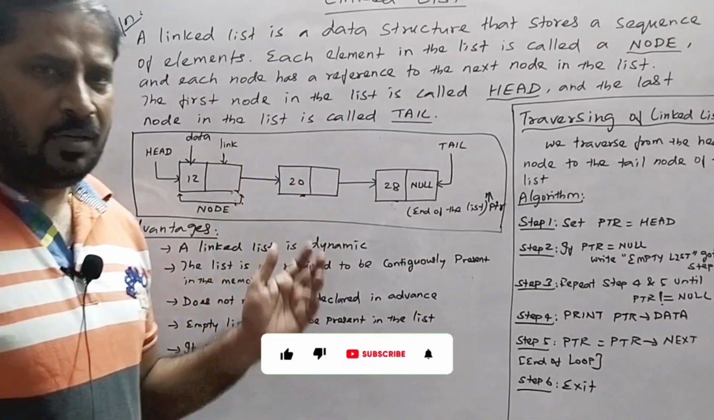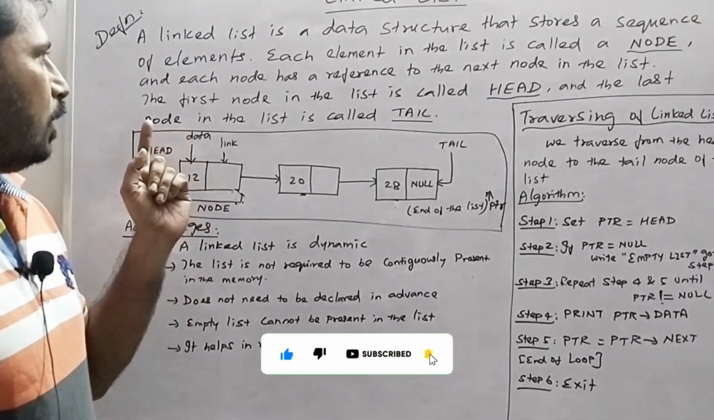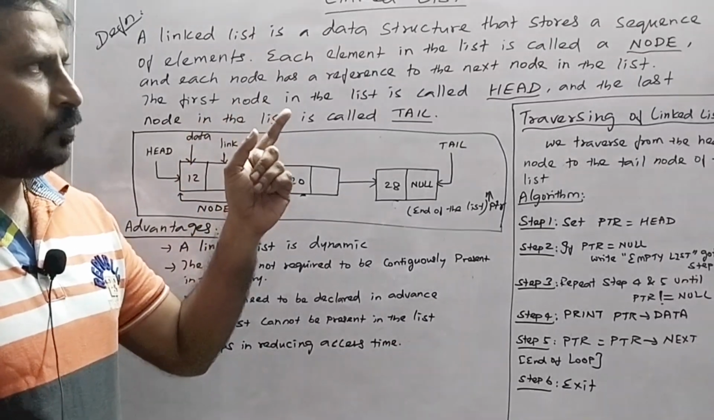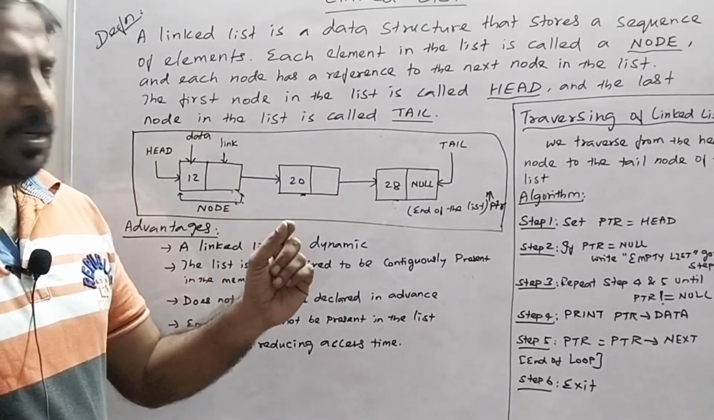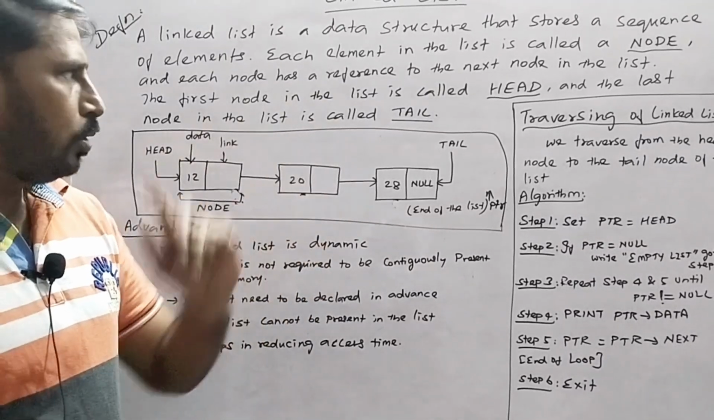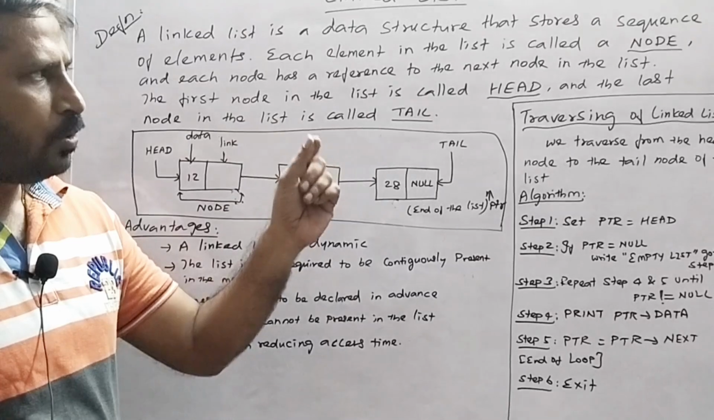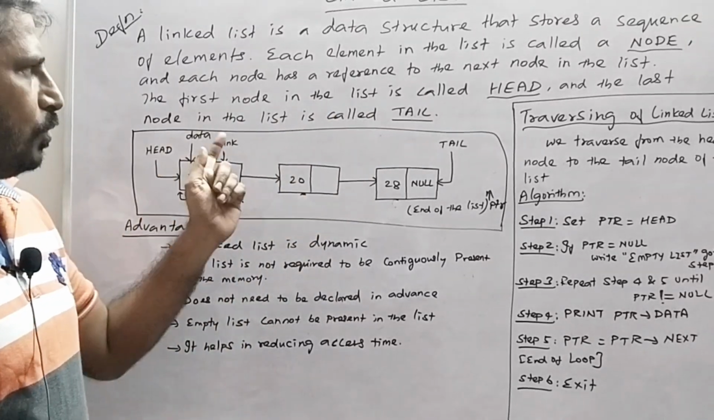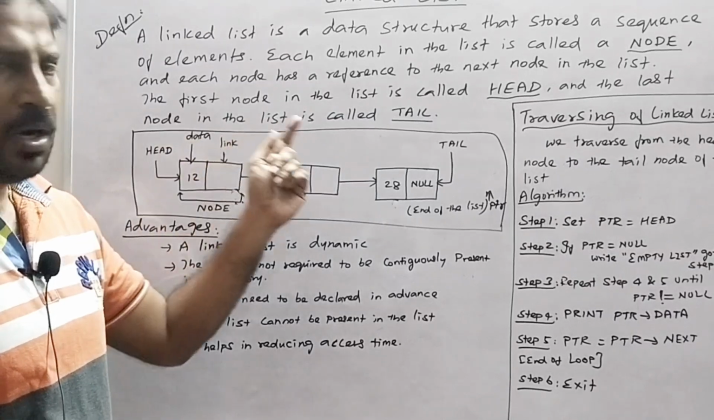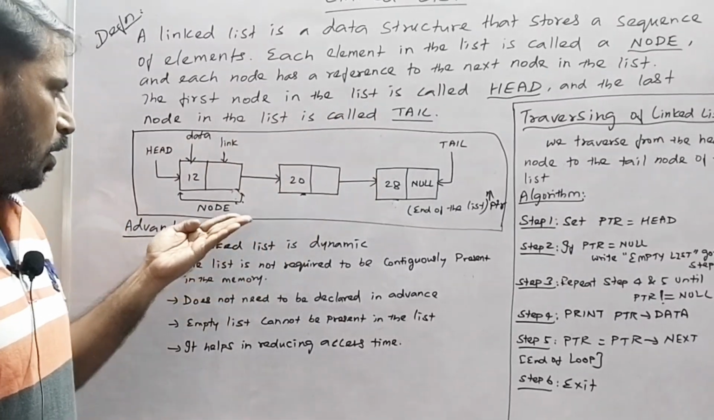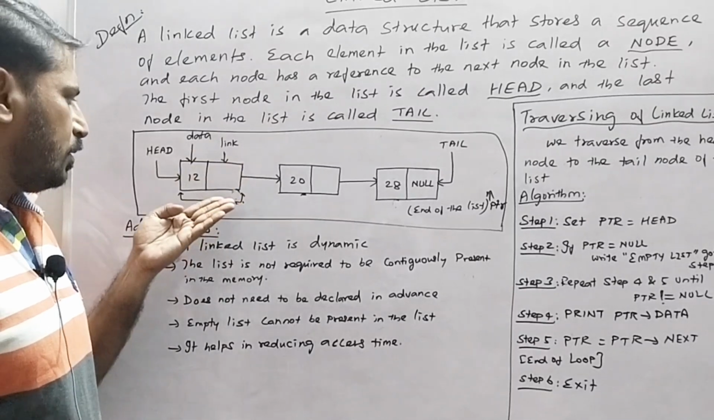We are going to see linked list. So the definition of linked list: a linked list is a data structure that stores a sequence of elements. Each element in the list is called a node, and each node has a reference to the next node in the list. The first node in the list is called head, and the last node in the list is called tail.